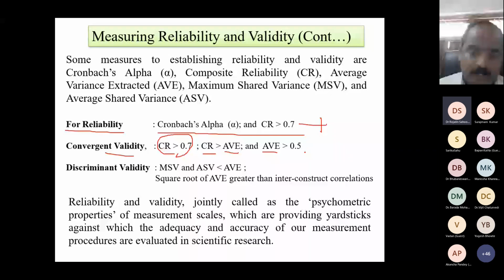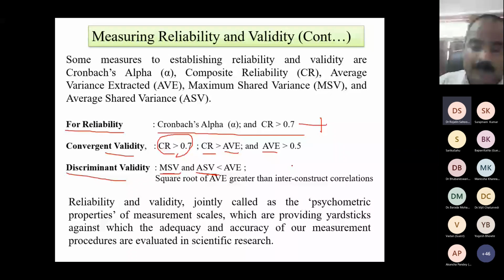For the discriminant validity, MSB and ASB. MSB means maximum shared variance. ASB means average shared variance. AVE means average variance extracted. So MSB and ASB must be lesser than AVE. I repeat, MSB means maximum shared variance. ASB means average shared variance. These two things must be less than average variance extracted, AVE.